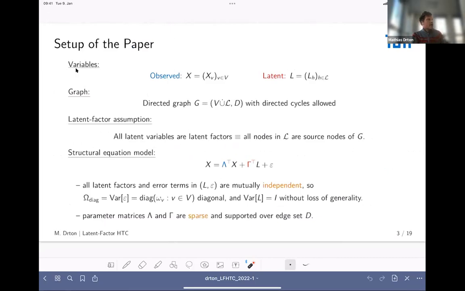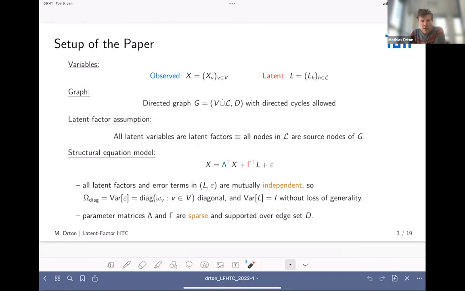So the general setup will be: I have a collection of observed variables X, indexed by a set V, and a bunch of latent variables, indexed by a set script L. Over these variables, or just their indices, I will have a directed graph that has some set of edges D. I don't actually have to worry about the graph being a DAG or not, so cycles are fine. But I'm going to make an assumption about the nature of the latent variables. I'm going to assume that they're all latent factors, meaning that they're all source nodes in the graph. So there's no interdependence between the latent variables, and also observed variables don't affect latent variables.